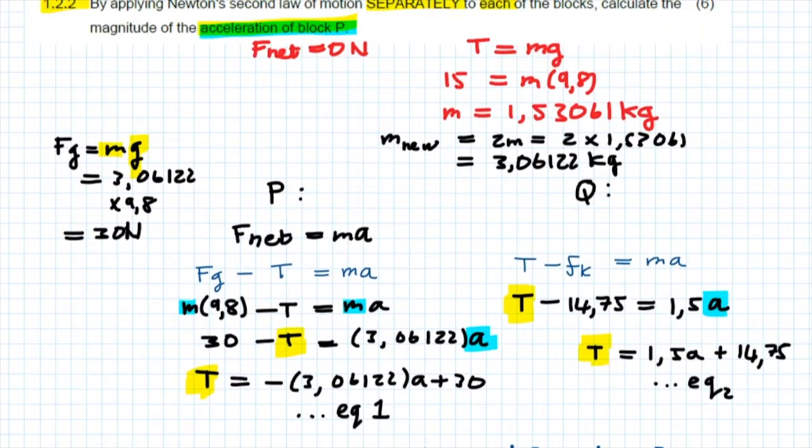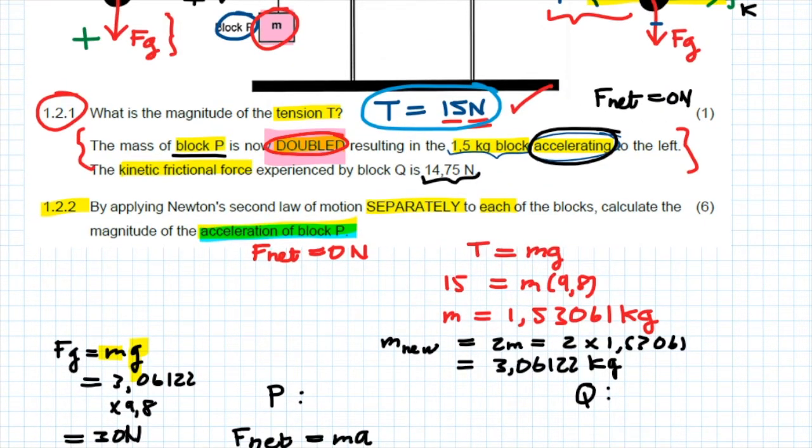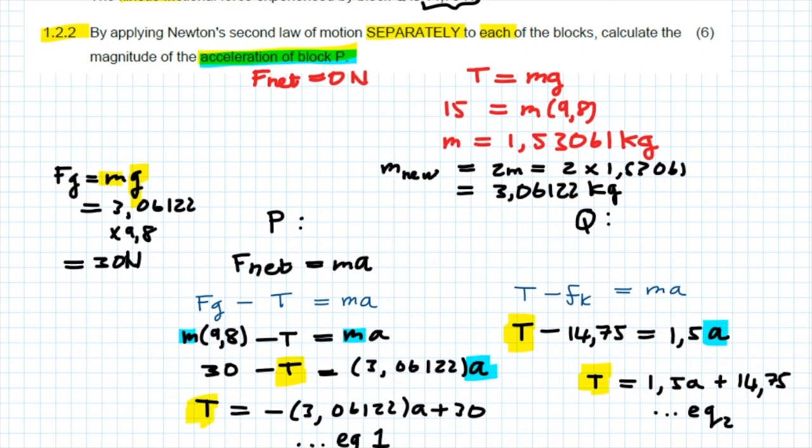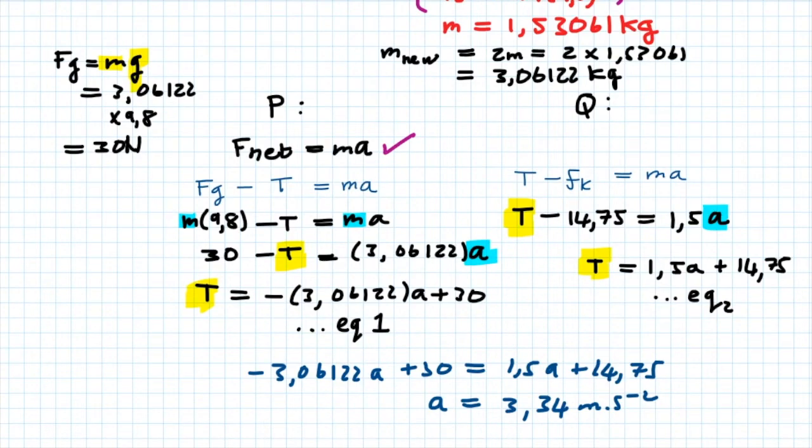So it's quite a lengthy working that we had to do, but it is out of 6 marks, and those marks are going to be awarded as follows. So firstly, you're going to get a mark for your substitution in order to find the original mass of block P. You're then going to get a mark for stating that the net force is equal to mass times acceleration. That is your formula. You're going to get a mark on the left-hand side for 30 minus tension, and a mark on the right-hand side for 3,06122 acceleration. If instead of substituting in 30, you subbed this in, you're still going to get your marks.